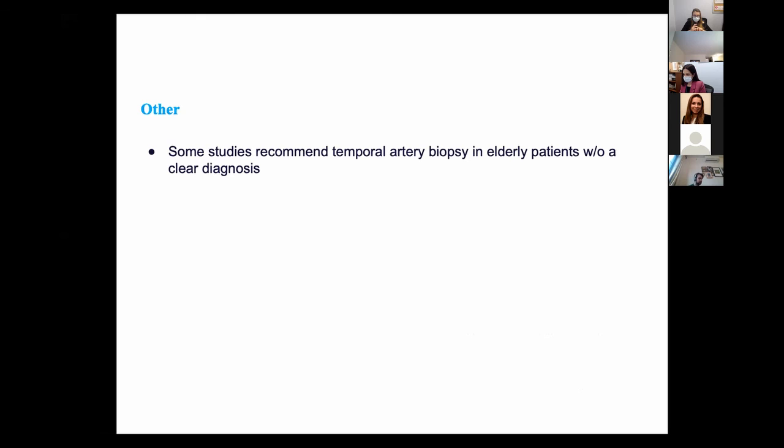Other studies that you can do, some studies recommend a temporal artery biopsy in elderly patients without a clear diagnosis. Lumbar puncture, even if the neurologic signs are subtle, there are some infectious encephalitides that present very subacutely, like TB meningitis sometimes, or fungal meningitis can present with very subtle neurologic signs and more like neuropsychiatric signs, personality changes sometimes. So that's something to consider.